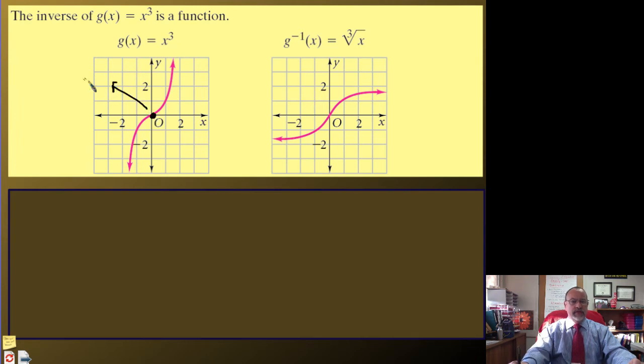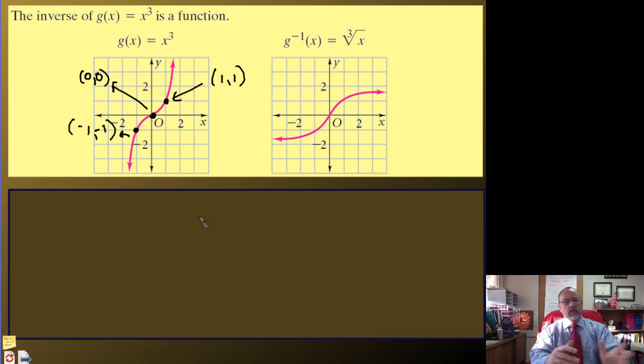The point 0, 0 is on every cube root function, and then the point 1, 1 is on every function, and the point negative 1, negative 1 is on every function. Those 3 points are the ones I want to see labeled on every graph, because that's how I'm going to tell whether you shifted them correctly. And the same 3 points are on the cube root function: 0, 0, negative 1, and then 1, 1. Those are your key points.